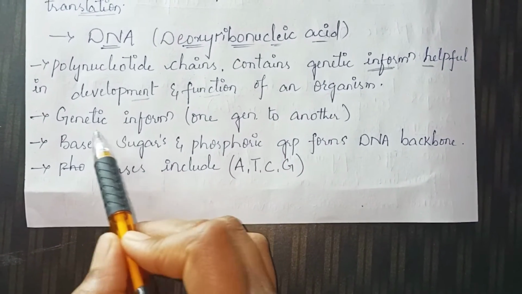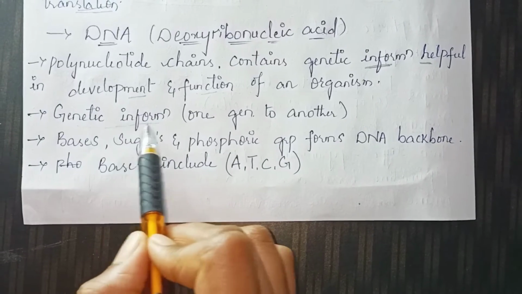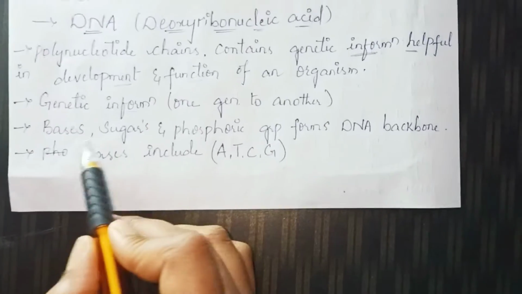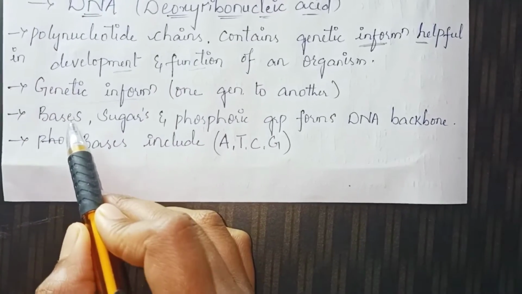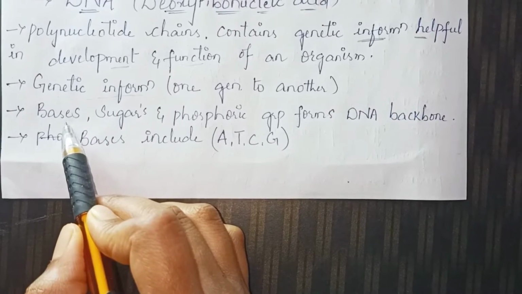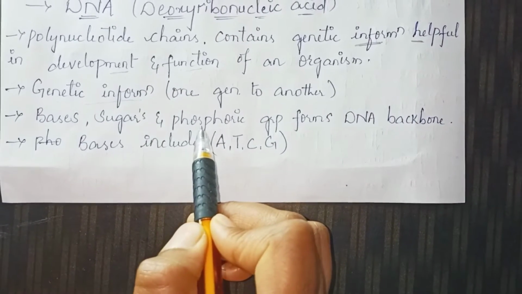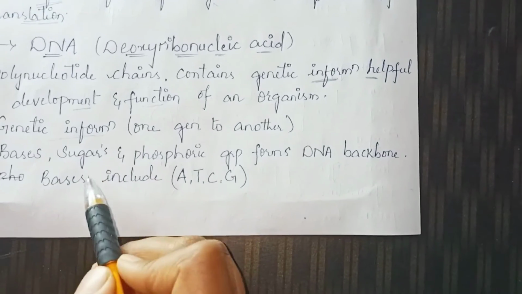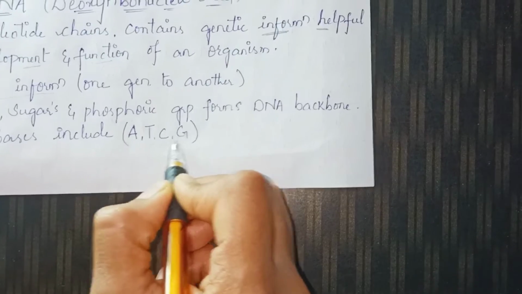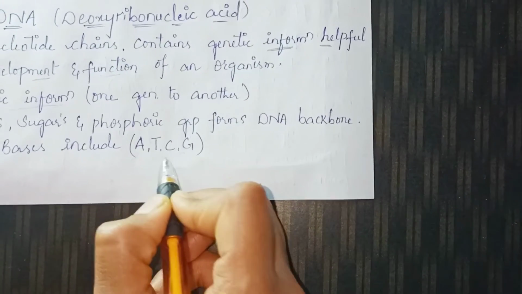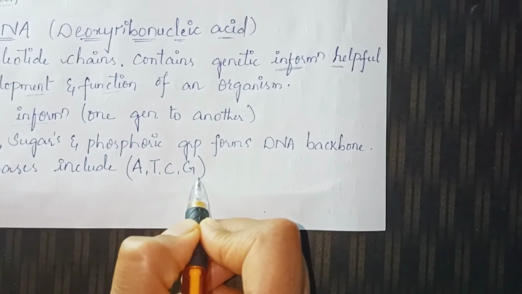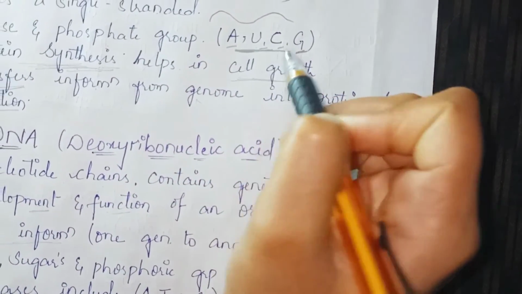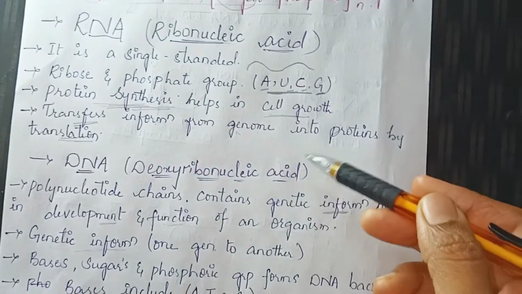As I've said, genetic information can be transferred from one generation to another. So DNA contains nitrogen bases, sugars and phosphoric acids, which form the complete backbone of the DNA, deoxyribonucleic acid. In DNA the bases are adenine, thymine, cytosine and guanine, whereas in RNA we have adenine, uracil, cytosine and guanine. So this is the difference between DNA and RNA.